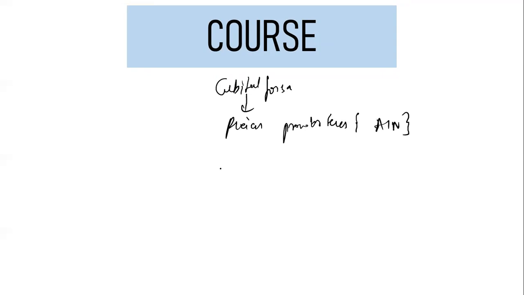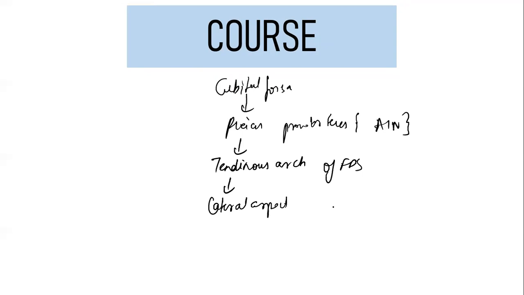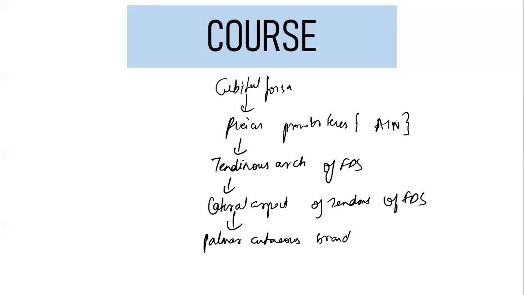Then it is going to go behind the tendinous arch of FDS. Remember the picture, remember the picture. Then 5 centimeters proximal, it comes to the lateral aspect of the tendons of FDS. Then it gives rise to the palmar cutaneous branch. Here I made a mistake. Do not make that mistake. It gives rise to the sensations over the skin of the thenar eminence.